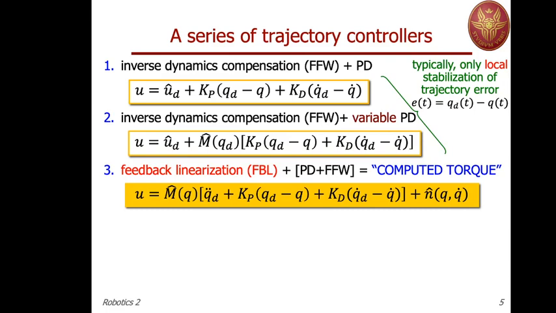Indeed, this happens to be true only if the estimates M hat and N hat are equal to the real value in the dynamic model of the real robot system. But we will make this assumption for analysis, which simplifies a lot, and we will later on handle the case of uncertainties. So this is called feedback linearization because in the nominal case we will achieve a closed loop system which is exactly, not approximately, exactly a linear system with linear dynamics, which is easier to control.